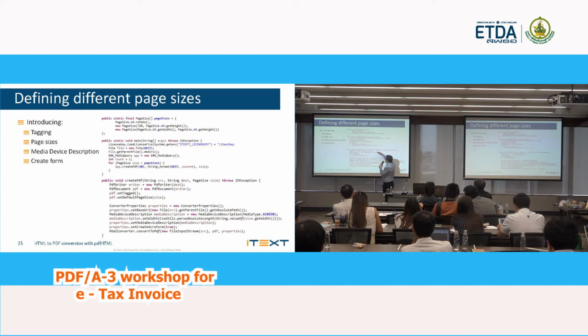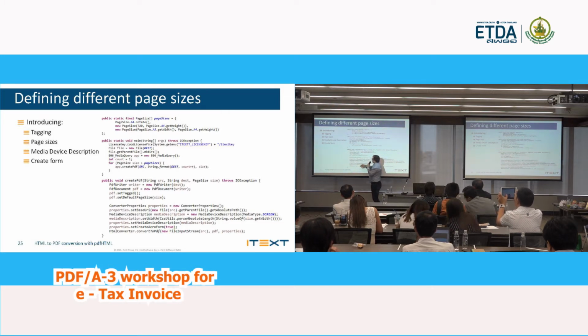So again, we create a PDF writer, we create a PDF document. We say, well, let's create tagged PDF, and let's set the default page size to one of these sizes. So we pass the size as a parameter.